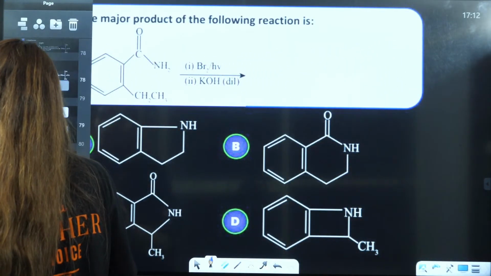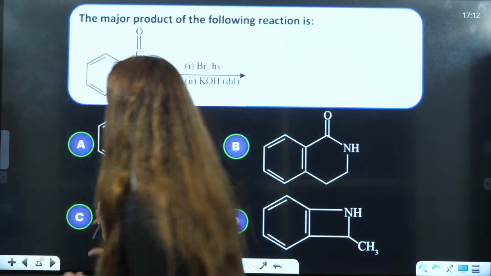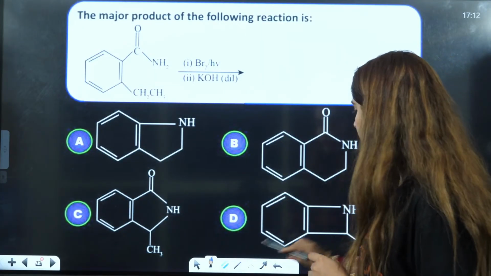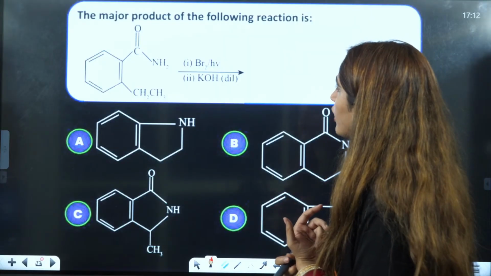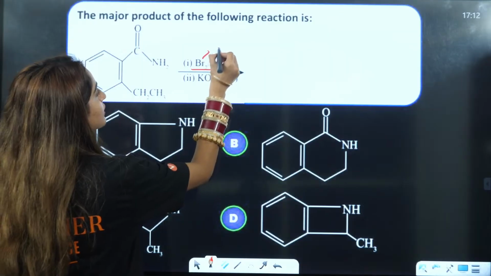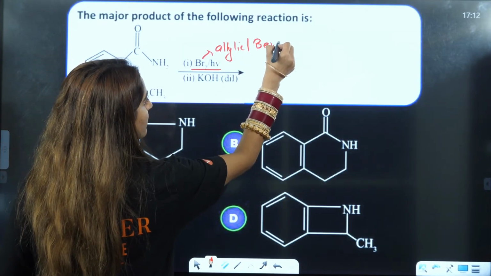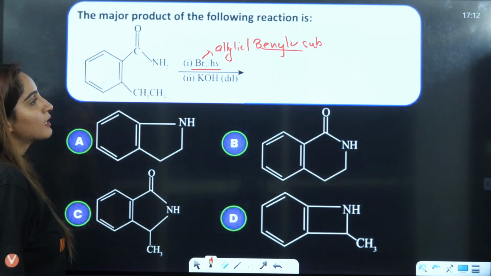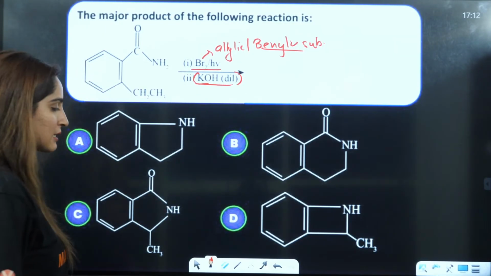Now let us do questions of organic chemistry. Yes. Now we have questions of organic chemistry. Let us start the questions of organic chemistry now. First question is, the major product of the following reaction is. First thing what you are doing, Br2 with heat or light is nothing but allylic or benzylic substitution of hydrogen. Right? Then KOH diluted, what it is going to do? Let us see that. Right?